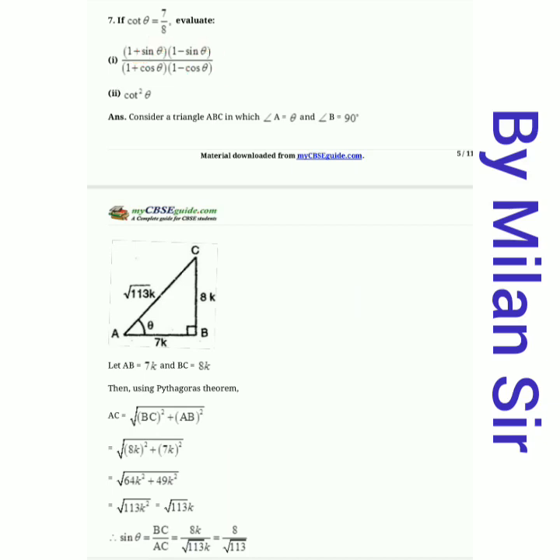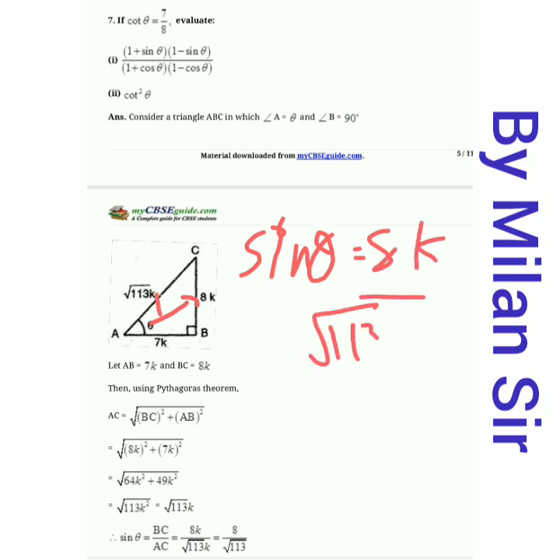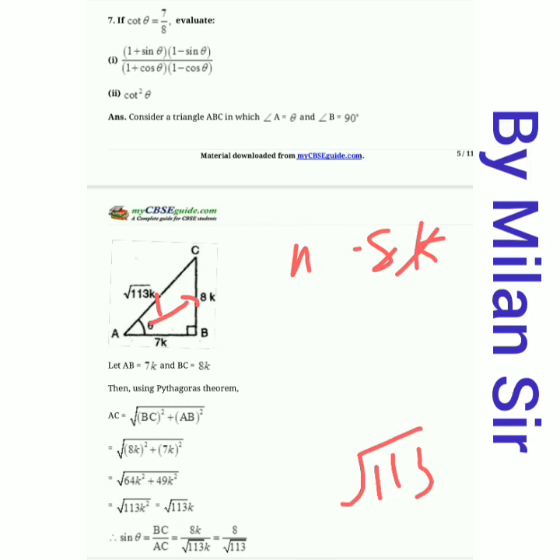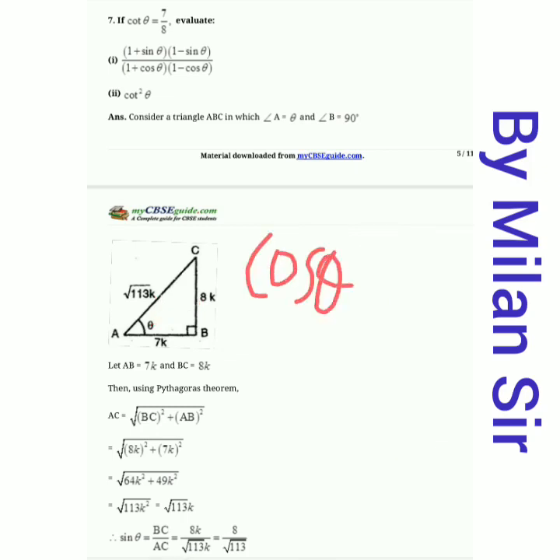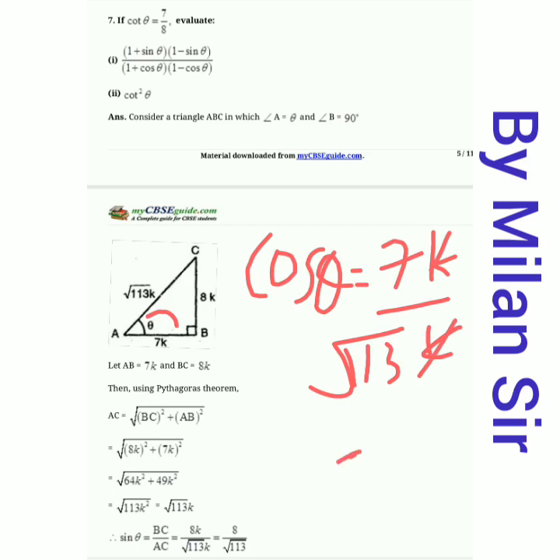Now find sine theta and cos theta, because those two values we require. Okay. So first of all, sine theta. Opposite side is 8k and hypotenuse under root 113k. So k cut. So 8 upon under root 113. Then cos theta, adjacent is 7k upon hypotenuse under root 113k, k cut, so 7 upon under root 113.